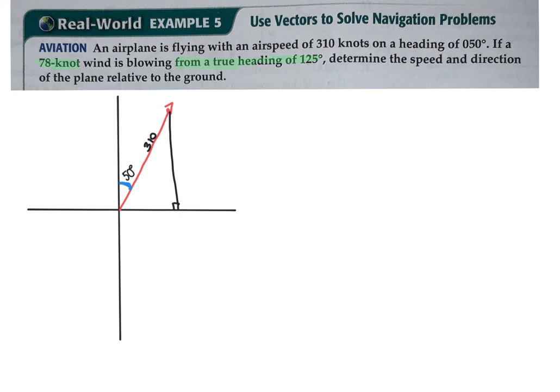And so 125 is going to put us 35 degrees past the 90, 35 degrees past the 90. And so it's going to be down here. Here's my wind, 78, he's probably a little shorter than that. All right, 78, and he's going this direction, that direction, because they said from. From. So this gives me a few things to think about.